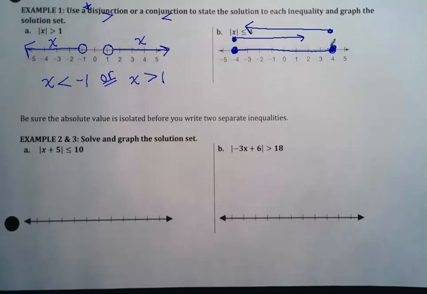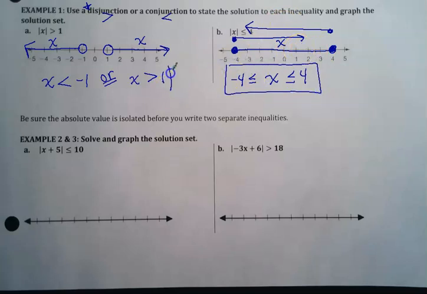So this one is a conjunction, and we're going to use a combined conjunction. Our x is between these values. So negative 4 is less than or equal to x, and x has to be less than or equal to a positive 4. Graphing the rough draft and then your final version is how you solve them, and then knowing if it's a conjunction or a disjunction.